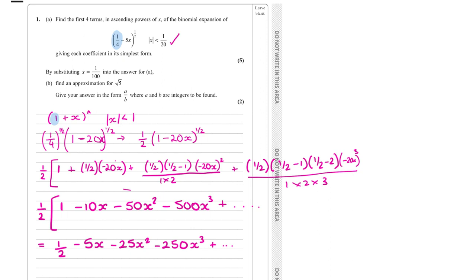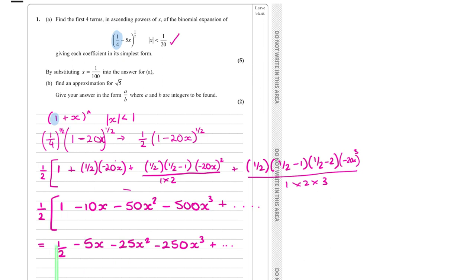Okay, and then we're going to have, by substituting x equals 1 over 100 into the answer for A, find an approximation for root 5. Give your answer in the form A over B, where A and B are integers to be found. Okay, so step 1, by substituting x equals 1 over 100. Back in Pure 2, we'd literally substitute this in and hope for the best, right?